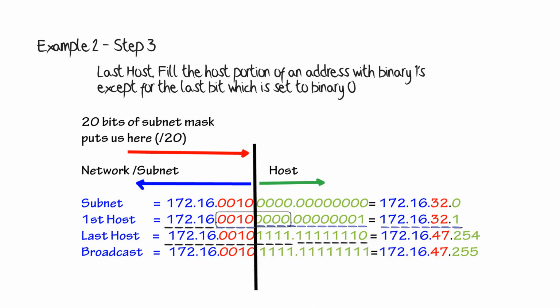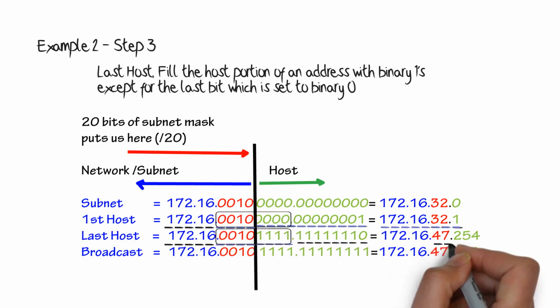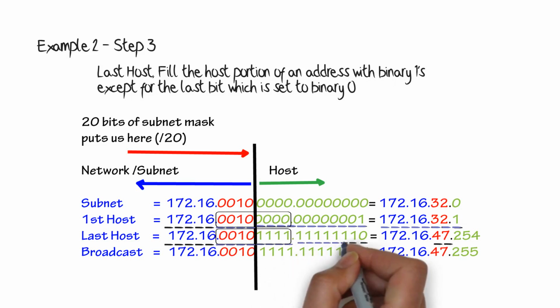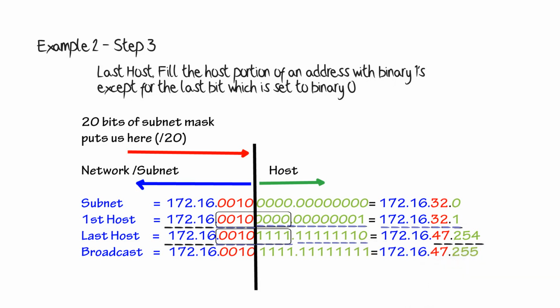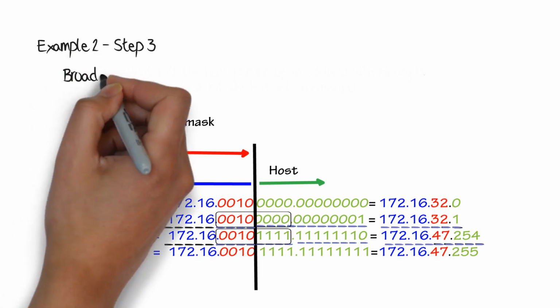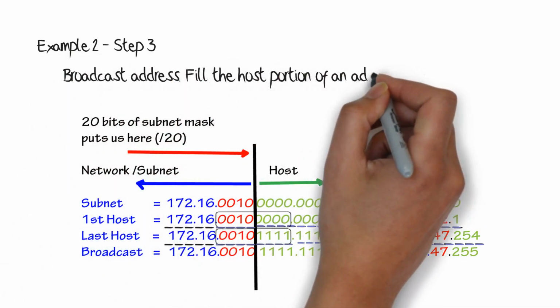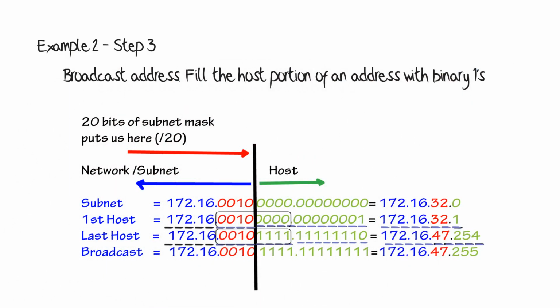So the third octet consists of these 4 red bits and these 4 green bits. So if you convert 0010 followed by 4 ones into decimal, you'll get the decimal equivalent, which is 47. 7 binary 1s followed by a binary 0 gives you the equivalent decimal value of 254. So the last host in this subnet is 172.16.47.254.